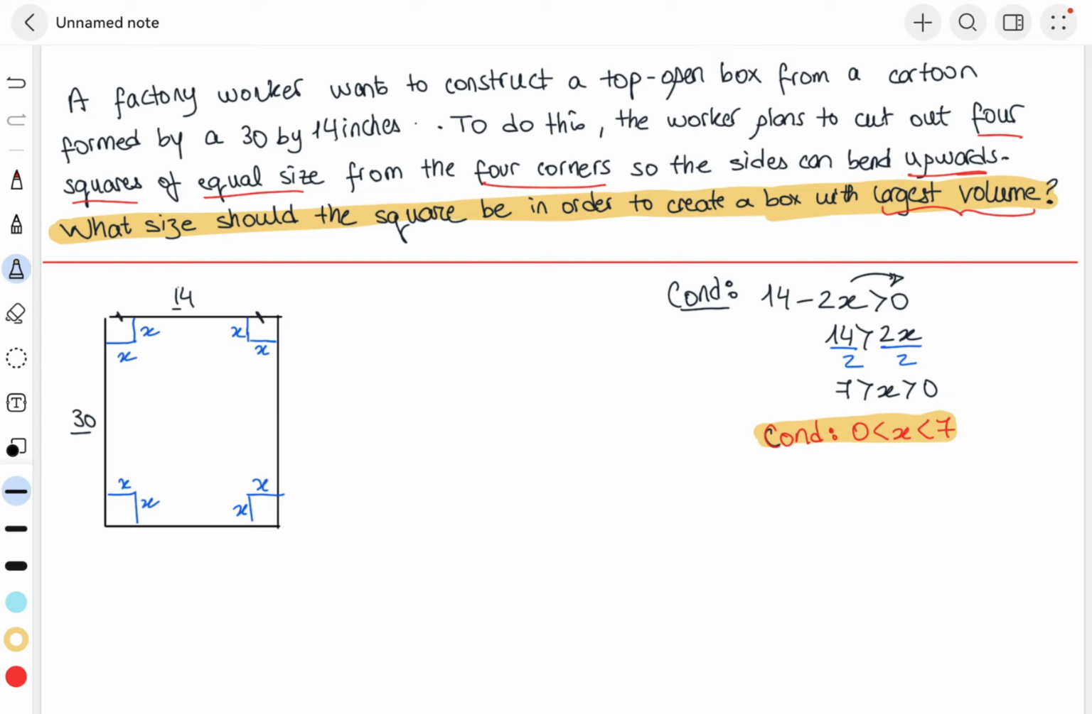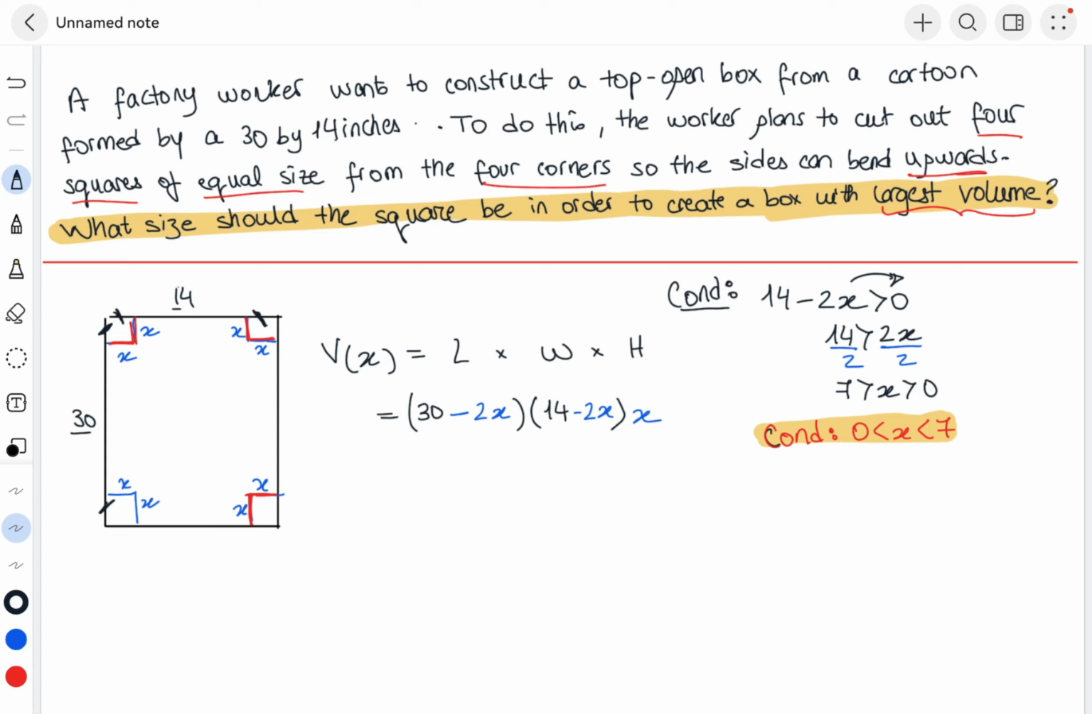Now we can start formulating our volume equation. As we said, volume is length multiplied by width multiplied by height. Our length here was 30. And since we're cutting x from each side of it, it now became 30 minus 2x. For the width, it was 14, but since we're cutting an x out of each side, it's now 14 minus 2x. And our height is this part here, which are all x. So our height is x.